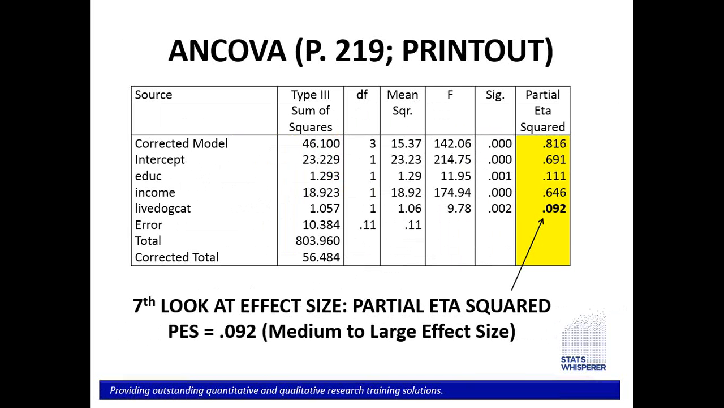So our effect size for the partial eta squared was 0.092, which is a medium to large effect size. So we could say living with a dog or a cat has a medium to large effect size on your level of happiness.